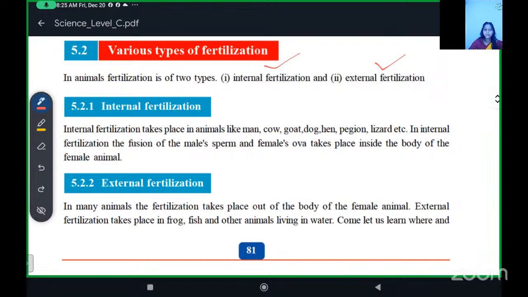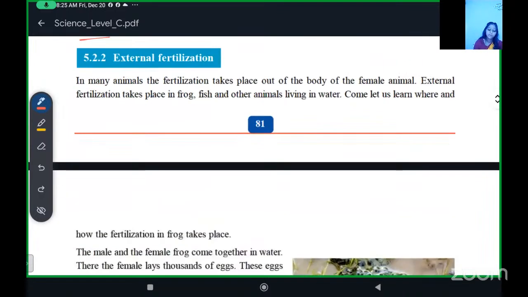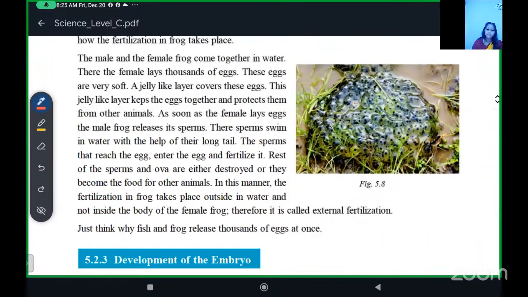The fusion of both of these cells takes place inside the body of the female animal. But in external fertilization, the fertilization takes place outside the body of the female animal. For example, frogs, fish, and other animals living in water. We know that the female lays thousands of eggs in water, and they have a jelly-like covering. It keeps them together and protects them.